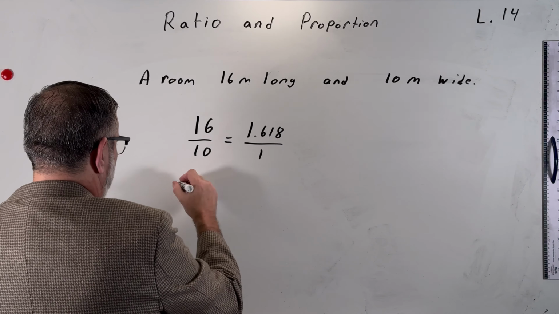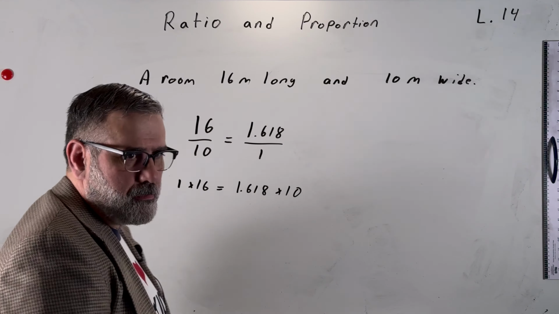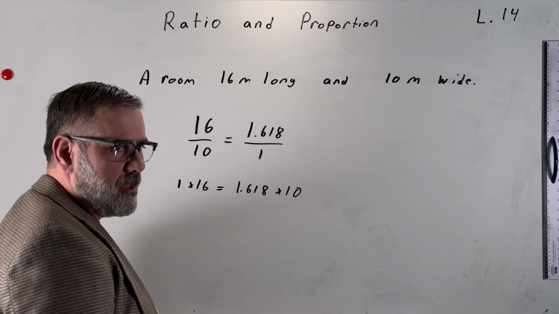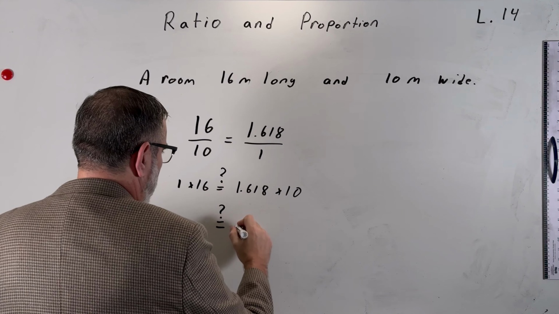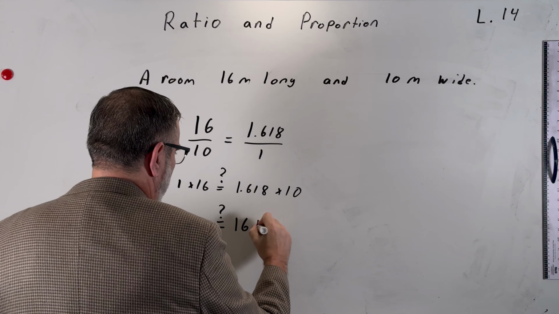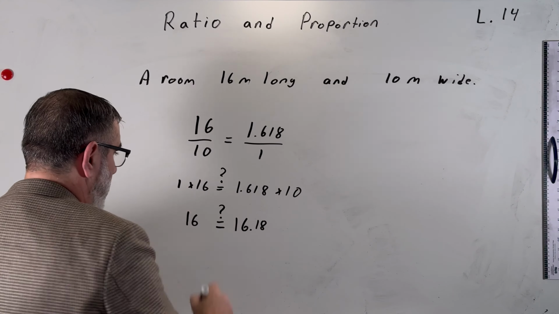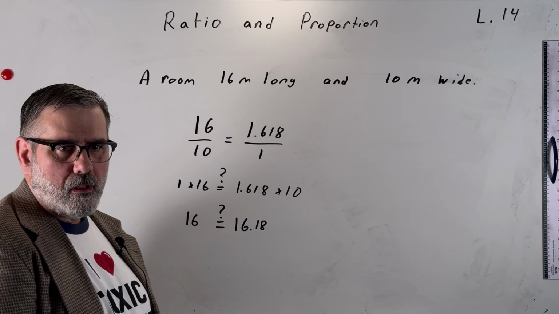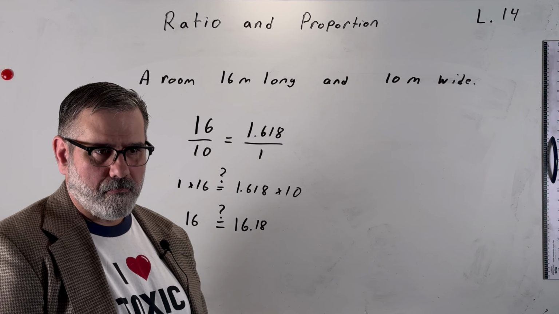So let's cross multiply. We have 1 times 16 on the left and 1.618 times 10 on the right. Now let's put to practice our knowledge of multiplying by 10. We know that if we multiply a decimal by 10, we need to move the decimal point 1 to the right, yes? So on the right-hand side, we have not 1.6, but 16.18. That's what 1.618 times 10 is. On the left-hand side, 1 times 16 is just 16. And so we see that to a pretty close approximation, this is, in fact, proportional. So I would say, yes, this room does adhere to the standard of the golden ratio. Does that make sense? Good.